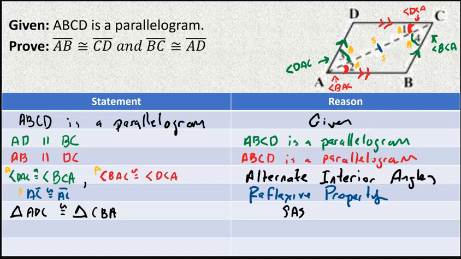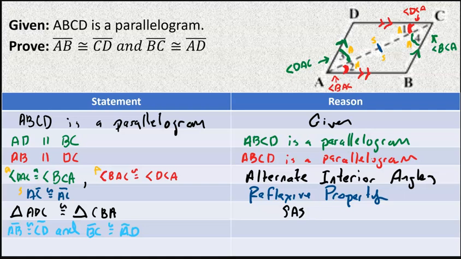Okay, so here we want to prove that AB is congruent to CD and BC is congruent to AD. In this case, I can write this all at once on the same line because I know that I'm going to use the same reason. But if you are not sure, you could separate that proof into two lines, or you can do your investigation first.